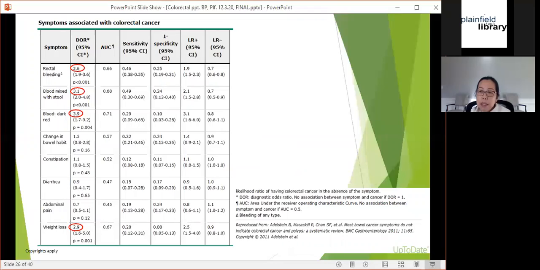This table shows the symptoms associated with colorectal cancer. DOR stands for diagnostic odds ratio. If DOR equals 1, that means no association between symptoms and cancer. DOR is 2.6 for rectal bleeding, 3.1 for blood mixed with stool, 3.9 for dark red blood, and 3.9 for weight loss. These symptoms have a statistically significant correlation with colon cancer. The P-value is less than 0.01. Next, please.